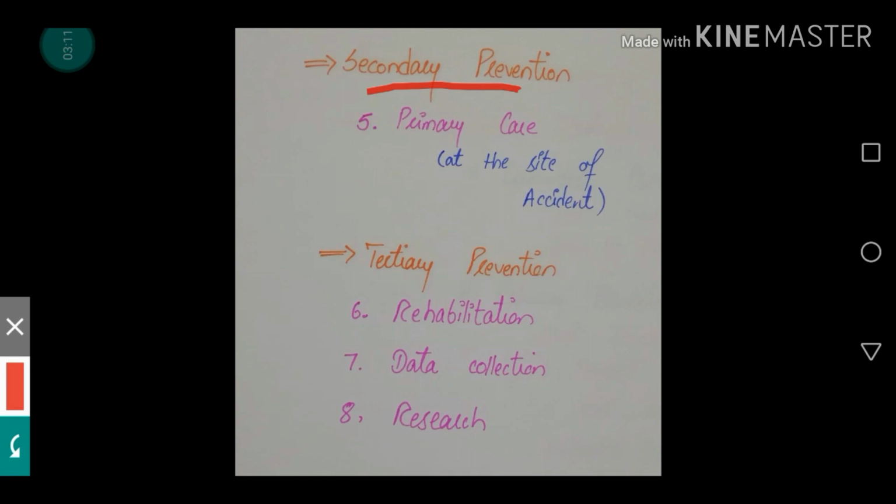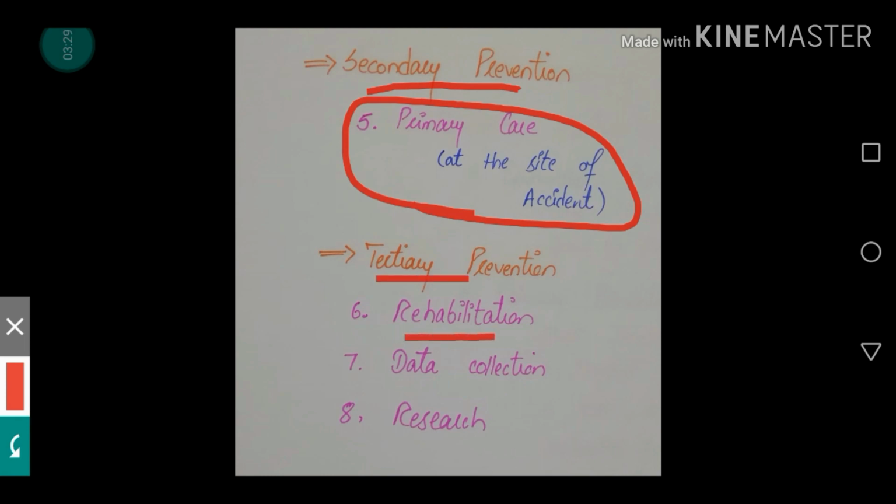Now, further talking about secondary prevention, they include primary care. Like at the site of the accident, people should be educated about first aid and various other means in which they can help those people who have been involved in an accident. Then comes the tertiary prevention. They include the rehabilitation of those patients who have actually suffered in an accident, and their data collection should be done in terms of research, so that various preventive strategies could be used and people could be educated about them, so that they can save themselves from accidents.